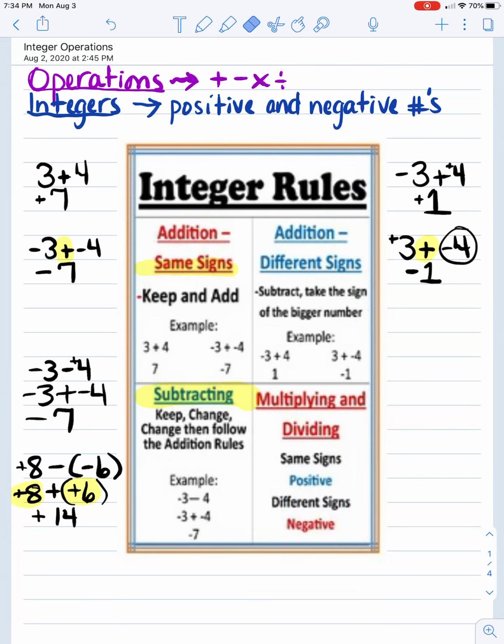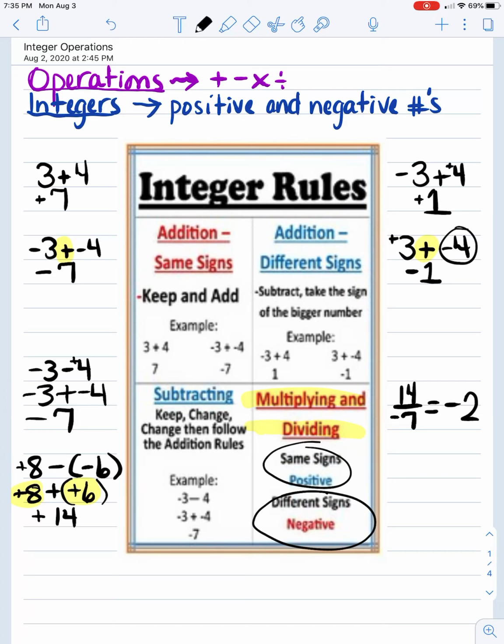And last but not least, let's take a look at multiplying and dividing. Sorry about that. Multiplying and dividing. I like these, they're straightforward. These rules say if your numbers have the same signs, your answer is automatically positive. And if your problem has different signs, your answer is automatically negative. So let's try a couple of these. 14 divided by negative 7. Are those signs the same or different? Well, they're different, so automatically my answer is negative.